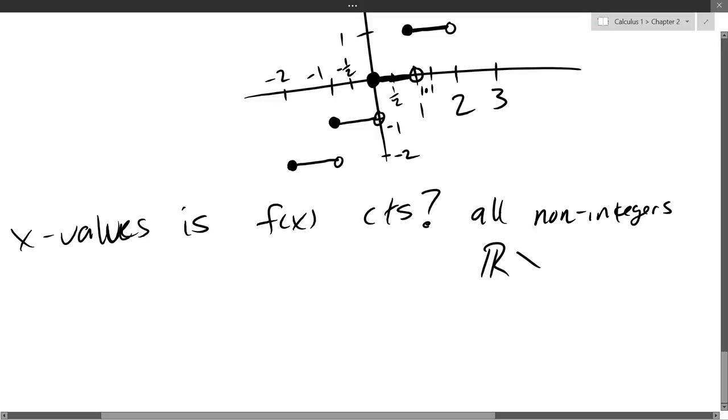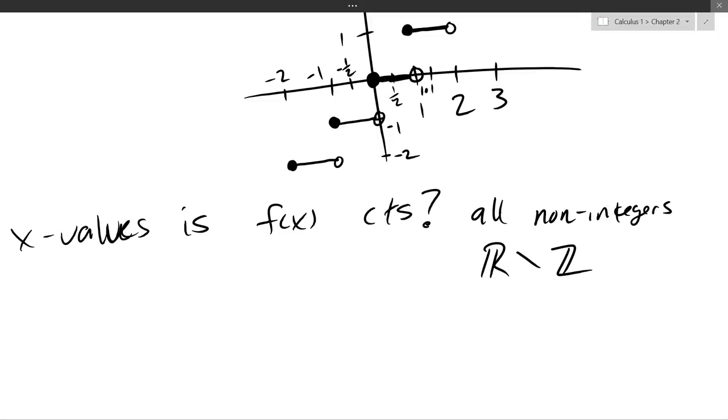If you want to get really nerdy. Wouldn't that be only approaching from the left? I haven't talked about left and right continuous yet. We'll get to that. Okay.